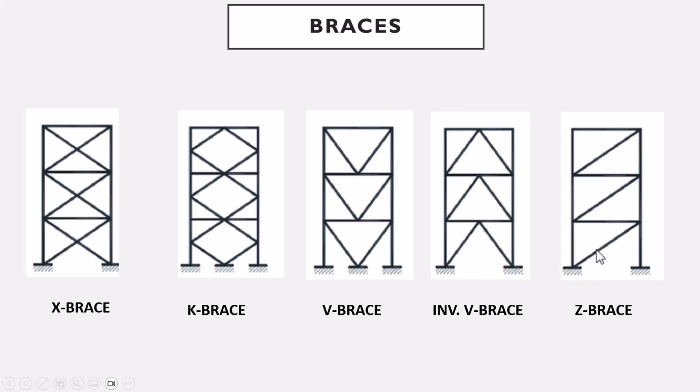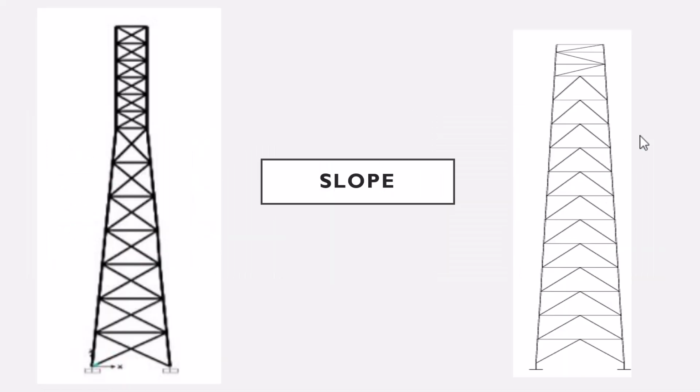Our Z bracing is sometimes referred to as diagonal bracing. So if you come across just diagonal bracing, you should understand that we are talking about our Z bracing, because this forms a Z at this point, or it can just be called a diagonal brace. So moving on from bracing, we'll be looking at our tower slope.